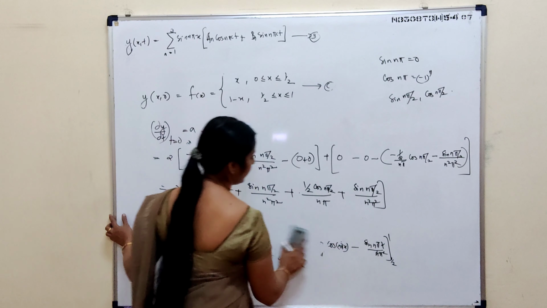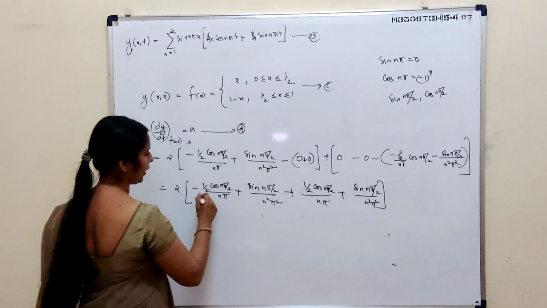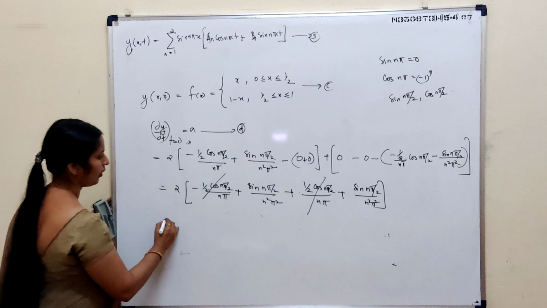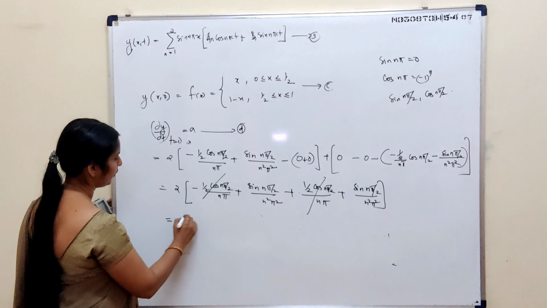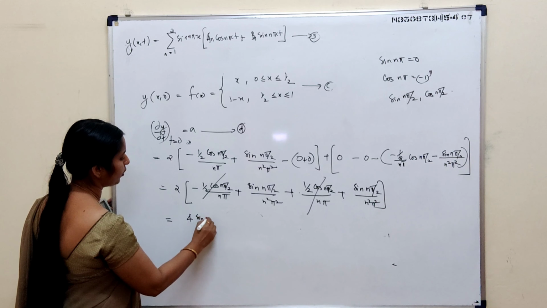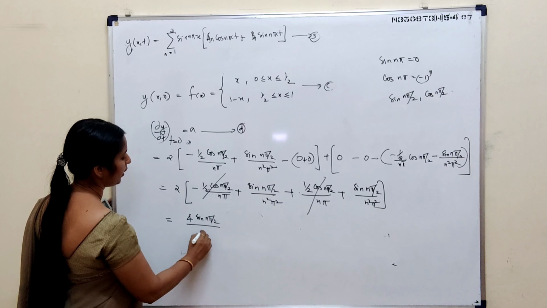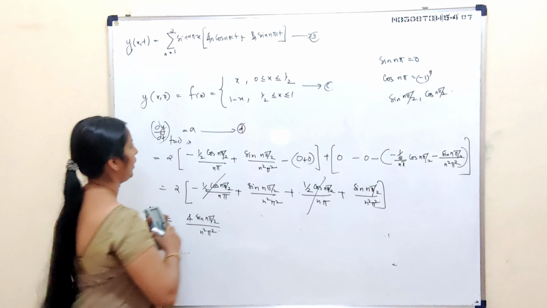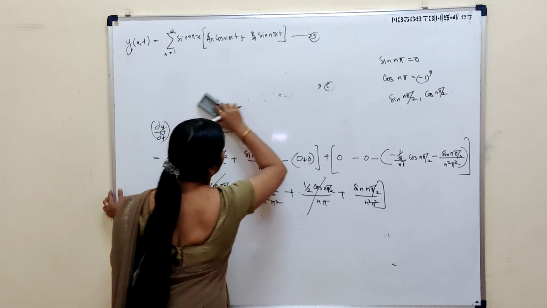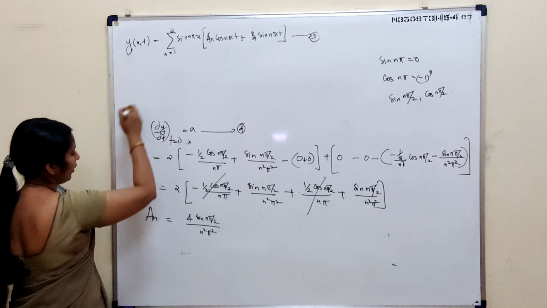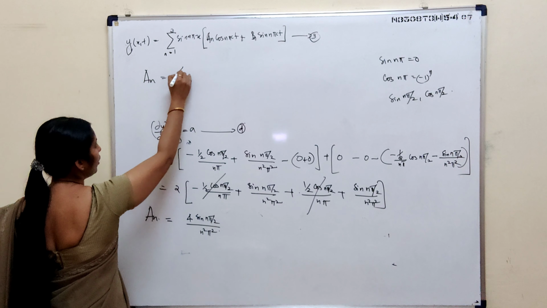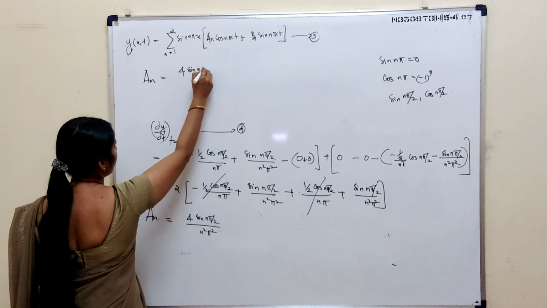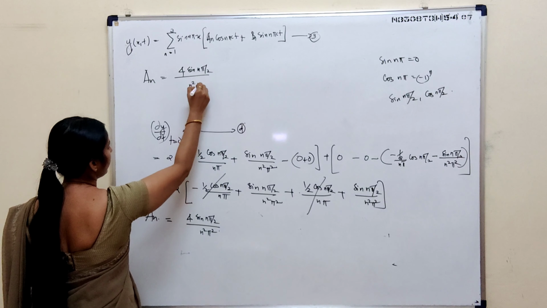You can see these two terms cancel each other and we have 4 sin n pi by 2 by n square pi square. See, this is our required area. So in the equation number 3, now An is given by 4 sin n pi by 2 by n square pi square.